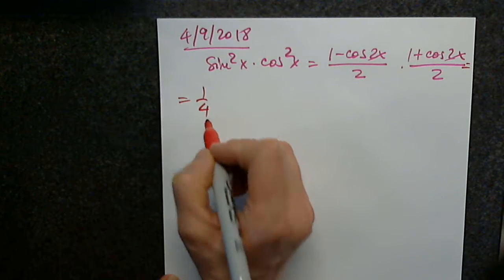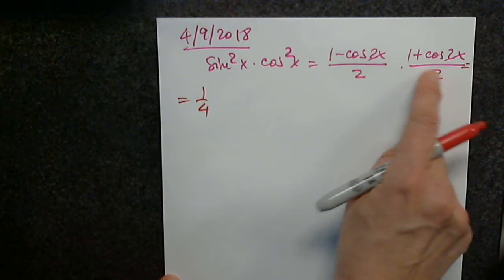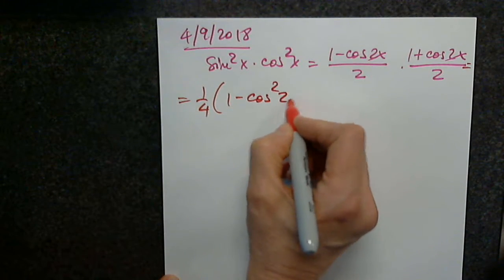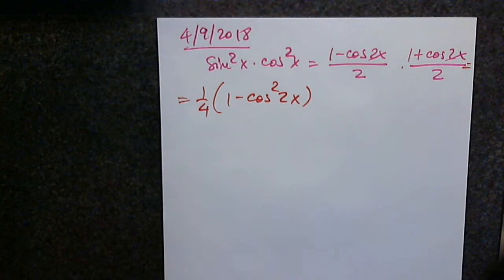Okay, so this is 1/4 indeed. You correctly identify that this is a minus b times a plus b. So this is 1 minus cosine squared twice x, which was fine, right? This was in our contract 3 months and a half ago. A minus b times a plus b, correct?